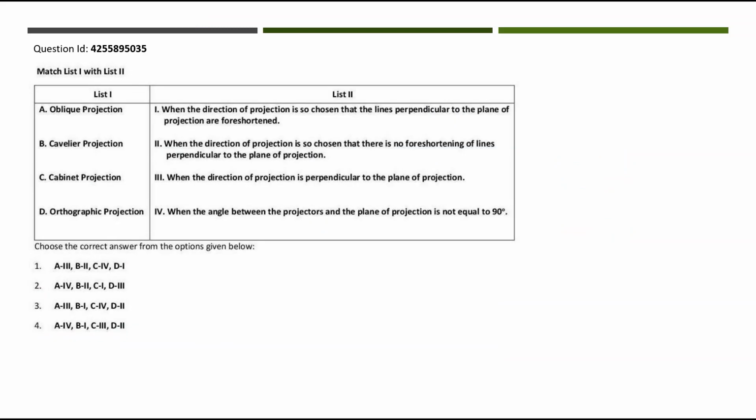Next question, match list 1 with list 2. This is from computer graphics. Oblique projection, cavalier projection, cabinet projection, orthographic projection. First we will see about oblique and orthographic projection, and regarding B and C, they are actually types of oblique projection. So first we will cover A and D.